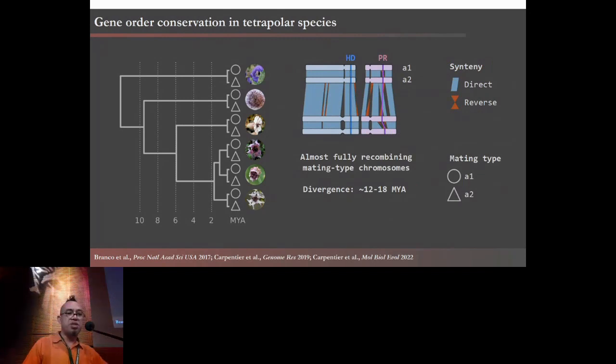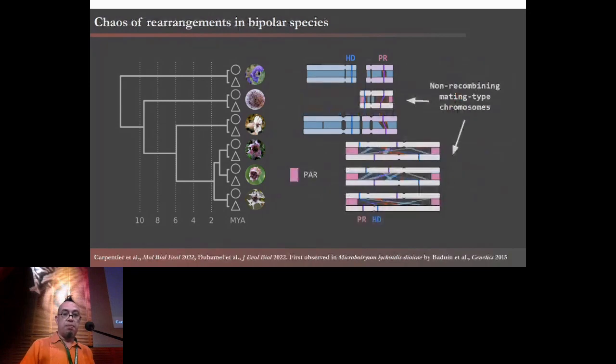There are multiple transitions, because some of the tetrapolar species are scattered all along the tree. That means they had retained the bipolar, the tetrapolar ancestral state, but others had actually fused the two ancestral chromosomes that have the sex-determining genes together into a single chromosome.